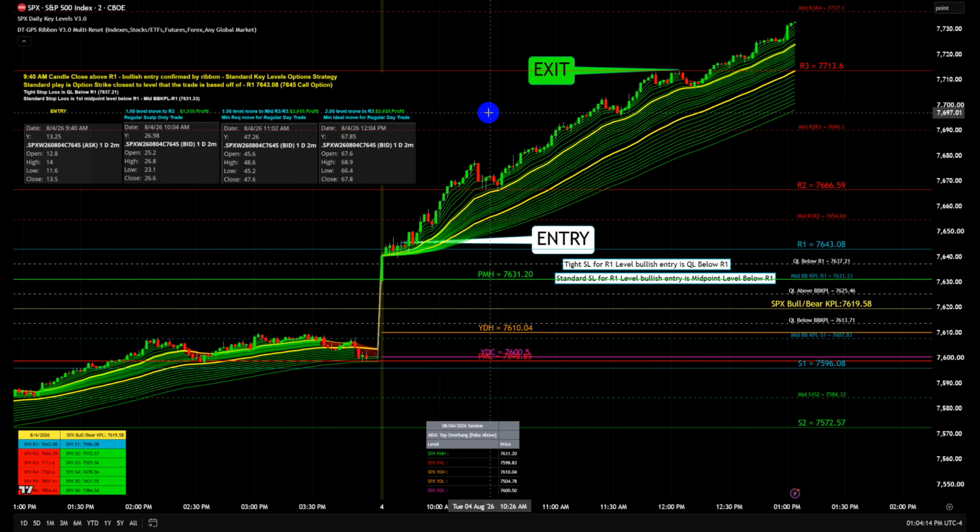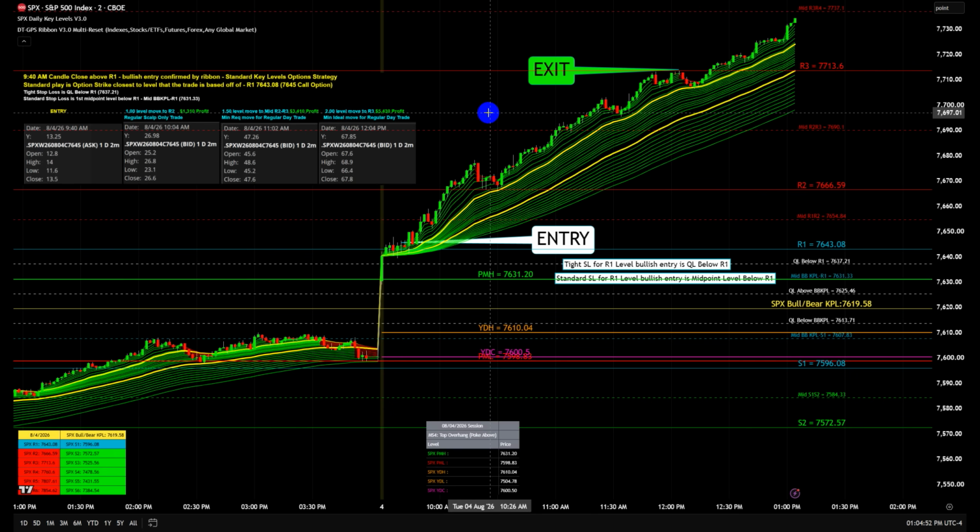Okay, so some of you may already be familiar with these two indicators from watching our other videos on this channel. For those of you who are not already familiar with it, these two indicators work together for trade entries and trade management. The SPX Daily Key Levels V 3.0 indicator gives you the SPX Daily Key Levels auto-updated each day at the first tick of the 9:30 a.m. open. That's the 9:30 a.m. Eastern New York open for the SPX CBOE index.